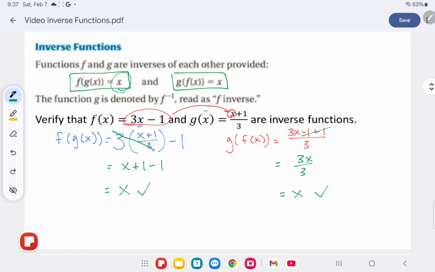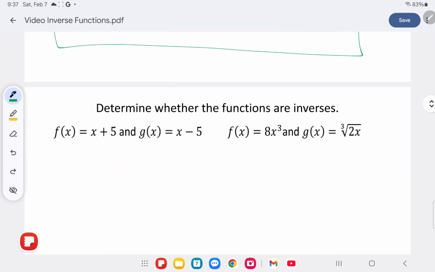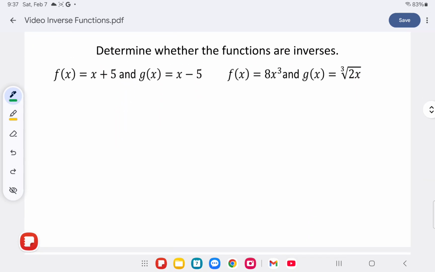So both ways, when we put what we thought would be the inverse function into the original function, and vice versa, both times we got x. That means they are in fact inverses of each other, and this work is our verification process, proving that f and g are inverses of each other. That can be a little bit confusing, so let's do that again.